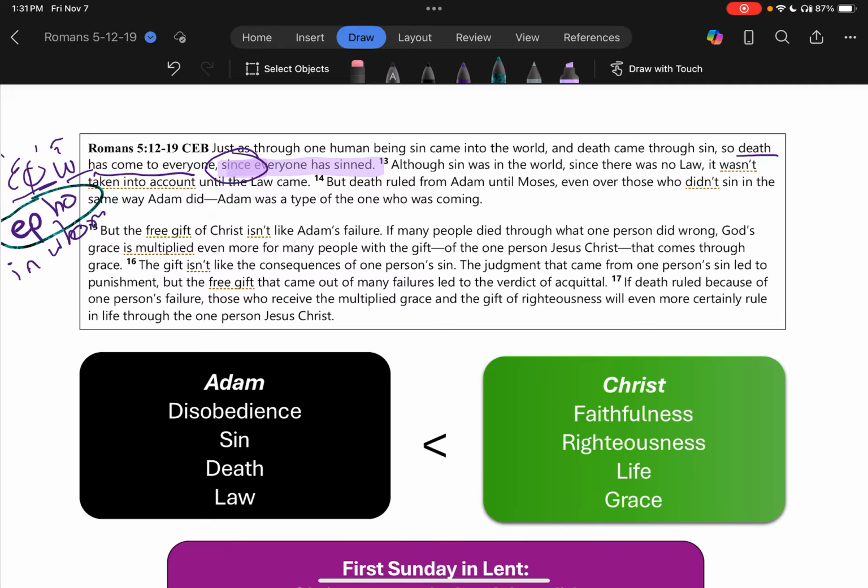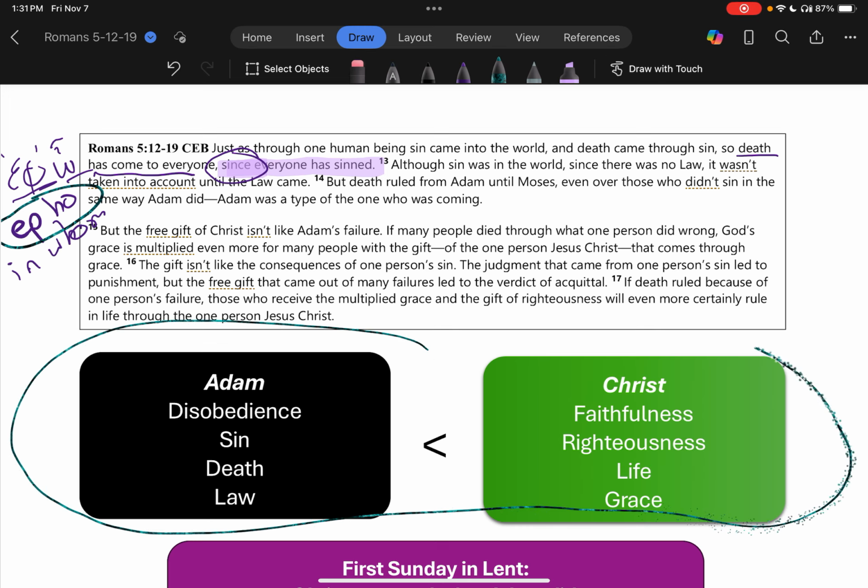Okay, so those are the preliminary things I wanted to talk about, but now let's get into the passage itself. So just so you can see where this is headed, I've made this little chart down here where you've got Adam on one side and Christ on the other side. And I already mentioned at the beginning of this video that what this passage is really about is Adam as a kind of prototype, really a negative prototype of Christ, right?